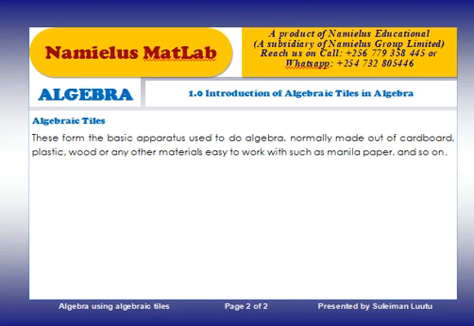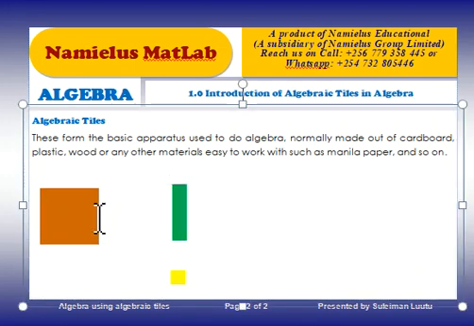Algebraic tiles form the basic apparatus used to do algebra, normally made out of cardboard, plastic, wood, or any other materials easy to work with, such as manila paper and so on. When we say algebraic tiles, we have basically 3 tiles, as you can see. One is brown. We can have any other color, but for this session the first one is brown, the next is green, and the other is yellow.